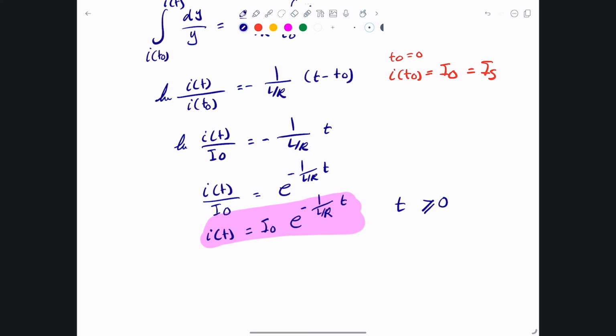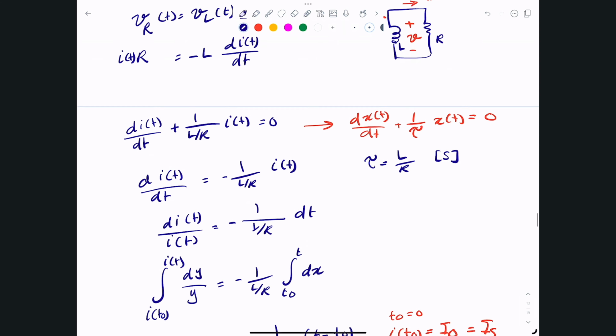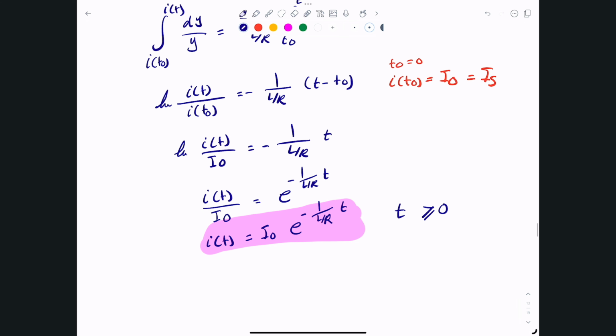Which tells me this is it, and this is for t greater than or equal to 0. And remember again, the i(t) across an inductor right before switching and right after switching is the same, so that's why we say t is greater than or equal to 0.